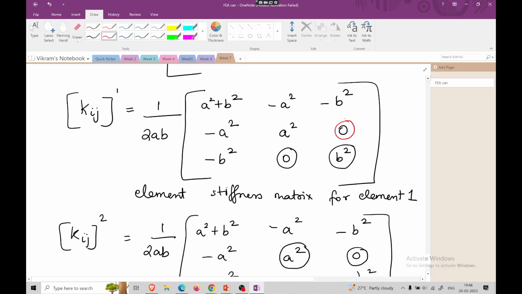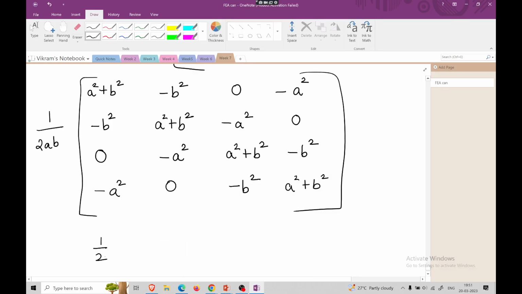So if you see the question, I can assume A, B is equal to 1. So if I substitute that, this will be half into 1 square plus 1 square, 2, minus 1, 0, minus 1; minus 1, 2, minus 1, 0; 0, minus 1, 2, minus 1; minus 1, 0, minus 1, 2. Okay, so finally we got the global stiffness matrix.